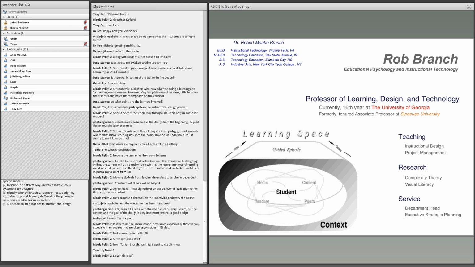Yeah, if we can make it bigger, that's fine. But yes, see that space there? That's what I was referring to earlier. That's not an instructional design model. It's not a teaching model.